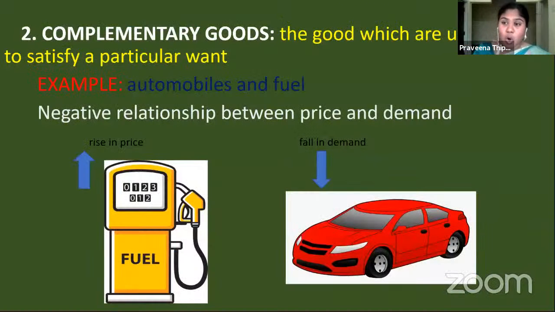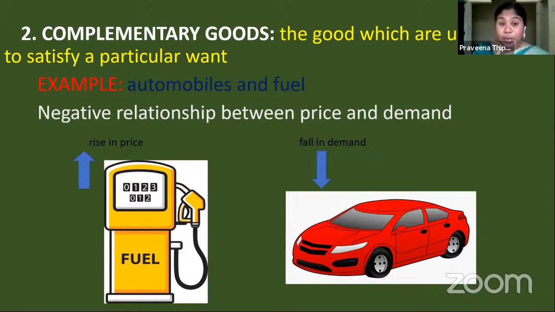Next one is complementary goods. So what are complementary goods, children? These are the goods which are used jointly to satisfy a particular want. Example, automobiles and fuel. So these are the complementary goods. So what is the relation between these goods and the demand for these goods? There is a negative relationship between the price and the demand for complementary goods.